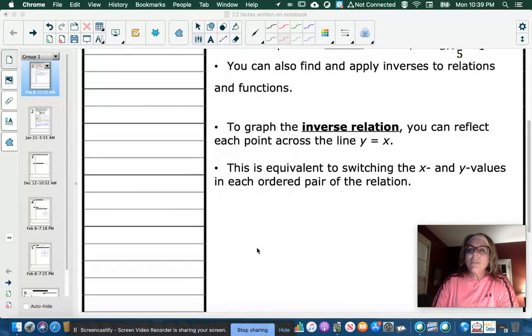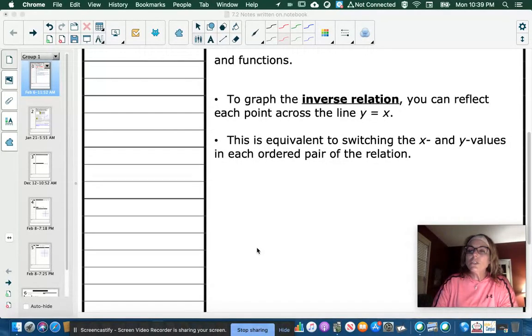To graph the inverse relation, you can reflect each point across the line y equals x. This is equivalent to switching the x and y values in each ordered pair of the relation.